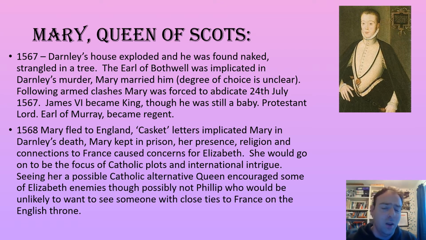There's then a series of clashes between Mary's forces and the forces of the Protestant lords that Mary and Bothwell lose, and she's forced to abdicate in July 1567. James becomes James VI of Scotland, though he is still a baby at this point, and the Protestant Earl of Murray becomes regent. And Mary flees to England. Now we have the casket letters which implicate Mary in Darnley's death. So Mary is kept as a prisoner.